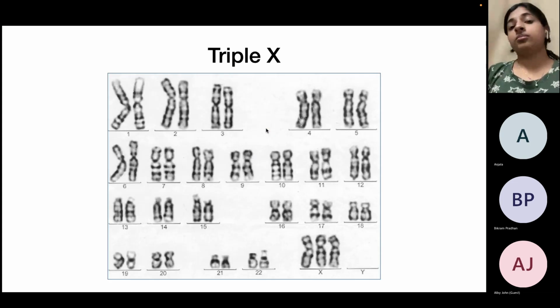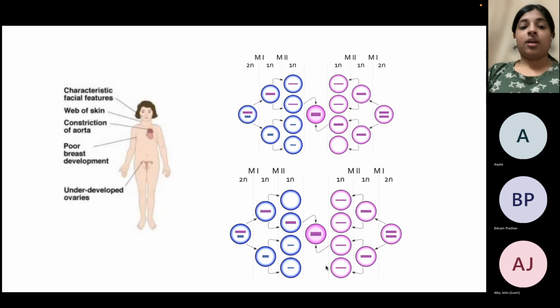Similarly, there is also a syndrome known as triple X syndrome, in which there is a presence of an extra X chromosome. These patients are biologically female, but they have an extra X chromosome present, and they also have a large number of symptoms, including again heart defects and underdeveloped secondary sexual characters and underdeveloped ovaries. This again is because of non-disjunction only.